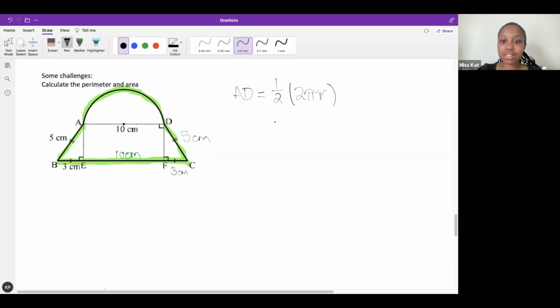So how much is the radius? We know our diameter is 10 centimeters. There's no conversions in this one, we're just doing challenges. Nice. Times 5. So it's basically 5 pi. How much is that? How much is AD? One half times 2 times pi times 5. Anyone have a calculator in their vicinity?